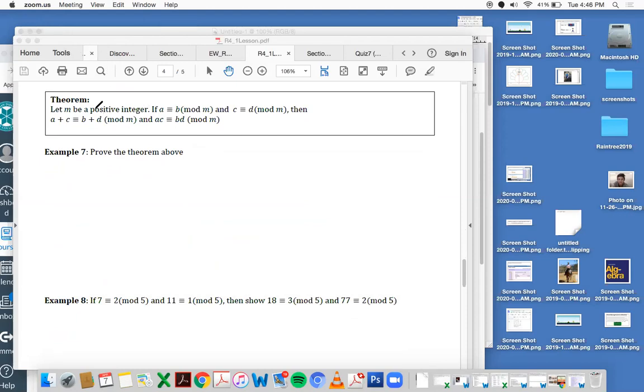Okay, another theorem. So let m be a positive integer. If a is congruent with b mod m and c is congruent with d mod m, then a plus c is congruent to b plus d mod m, and ac is congruent to bd mod m. Okay, so again, this establishes some addition and multiplication properties of congruency, right? So let's prove it. So we start with knowing that a is congruent to b mod m, and c is congruent to d mod m.